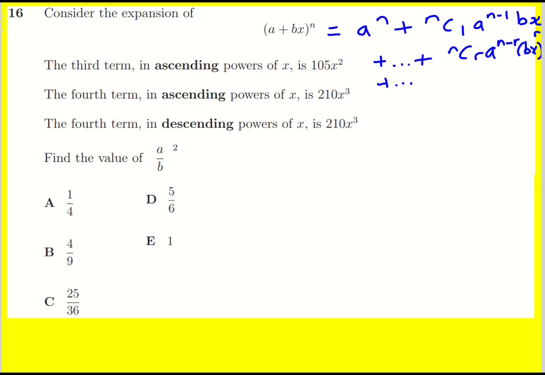So we're given information on the third term. Actually, be careful with that. That is going to be when r is 2, although it is given away there with the x squared. And the fourth term is when r is 3. And this is when in ascending powers of x.